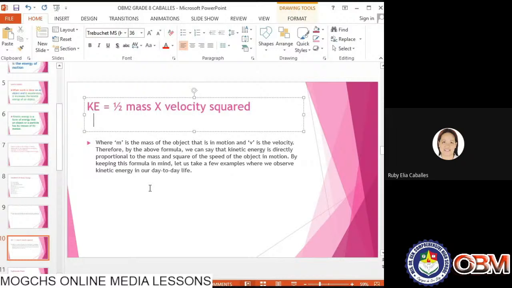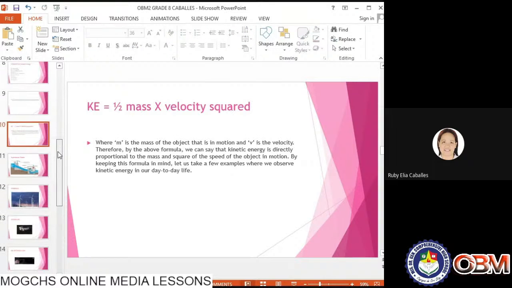It says that m is the mass of the object that is in motion and v is the velocity. Therefore, we can say that kinetic energy is directly proportional to the mass and the square of the speed of the object in motion. And by keeping this formula, let us take a few examples where we observe kinetic energy in our day to day life.